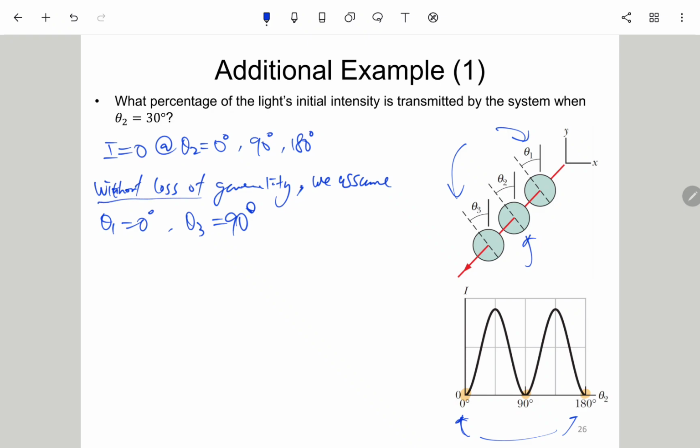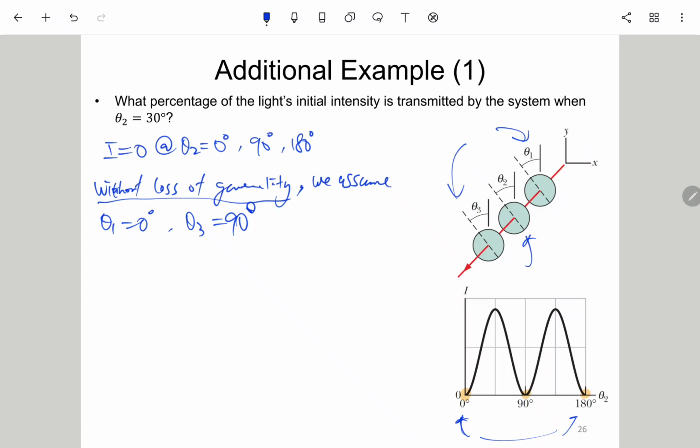And then what I mentioned, without loss of generality, means you will be able to assume theta 1 to be 90 degree, theta 3 to be 0 degree. It will give you the same thing. Okay, so why not just choosing one? Yeah, because they are just symmetry.